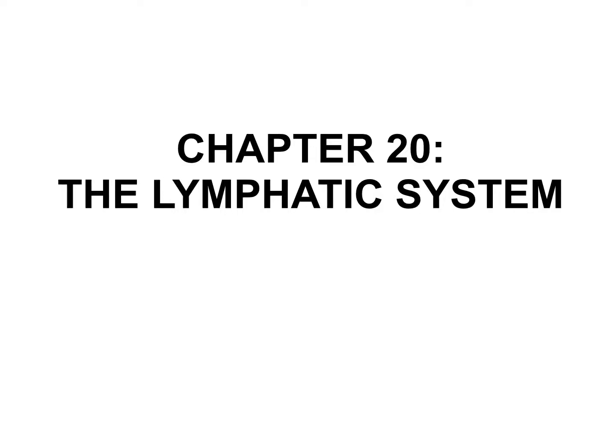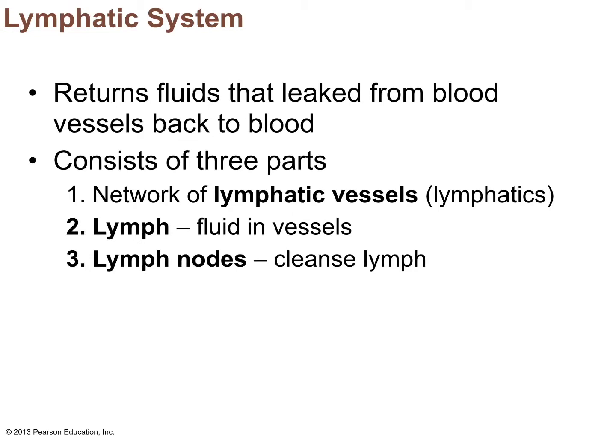This is the lymphatic system. It's a short chapter, but it serves as a good introduction to the immune system and some of the structures and cells we'll be seeing in the immune system. Now, the lymphatic system is made up of lymphatic vessels, lymph, which is the fluid inside those vessels, and then lymph nodes, which are designed to cleanse the lymph.